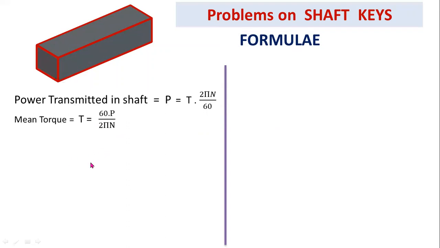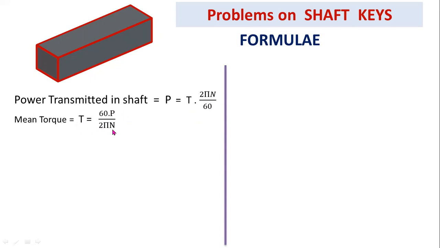For determining the power transmitted by the shaft, you have to use this formula. Power P equals T into omega. Omega is 2 pi n by 60, where omega is the angular velocity. So from this equation, first of all, you have to determine the value of torque transmitted by the shaft. T equals 60 into P by 2 pi n. This is the formula for torque transmitted by the shaft.